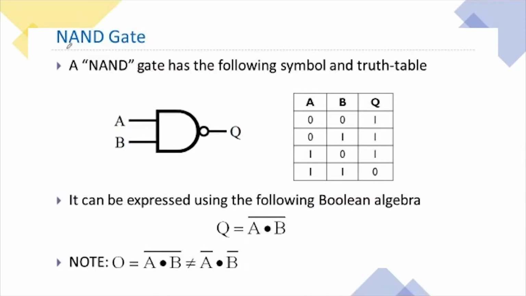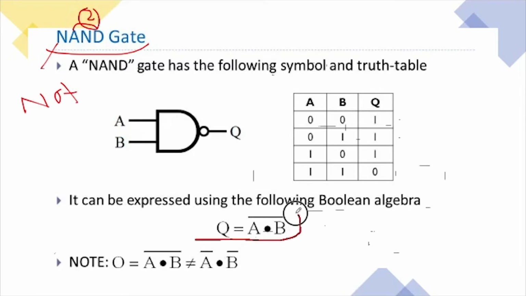Now I will explain the NAND gate. NAND comes from not AND, and this is its Boolean expression and this is the truth table. The only difference is in the last row, which gives us the output false when we have the same input.